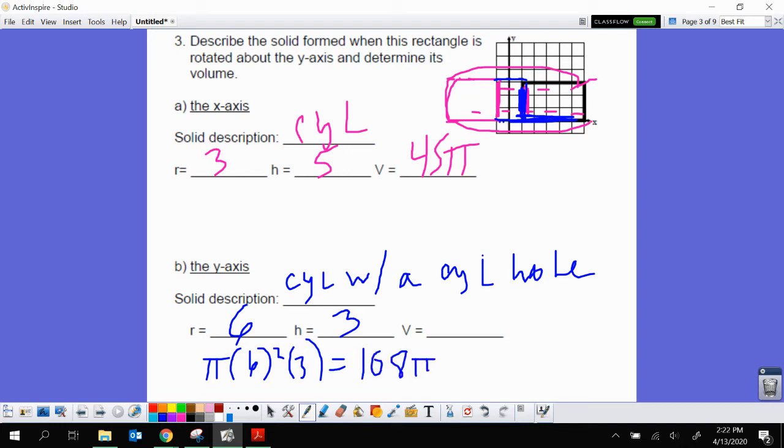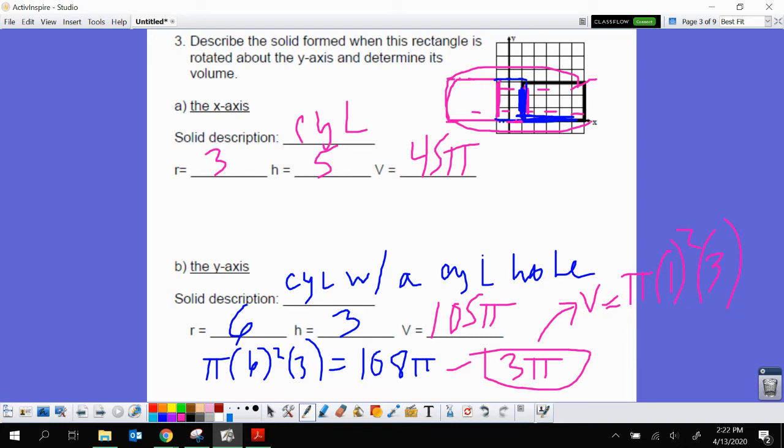Okay, so that's the big cylinder, but we need to subtract out the smaller cylinder. Okay, so I'm going to subtract out whatever the smaller cylinder is. So the volume of that would be pi times our radius of the small cylinder, which is going to be 1 squared, and the height is still 3. So 1 squared is 1 times 3, so volume is 3 pi. So if I take 108 pi and I take out the cylinder inside, then our volume would be 105 pi.